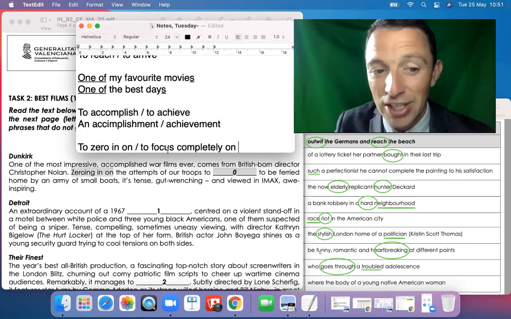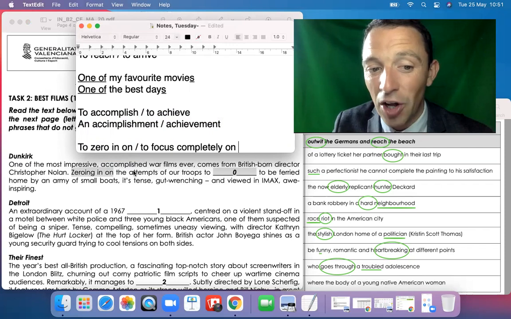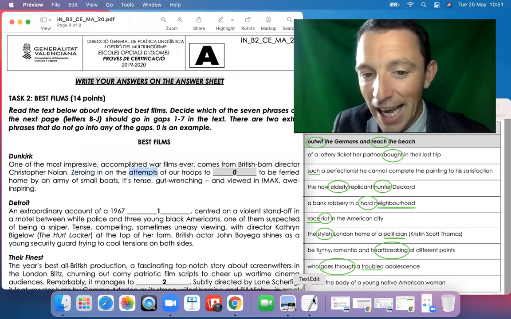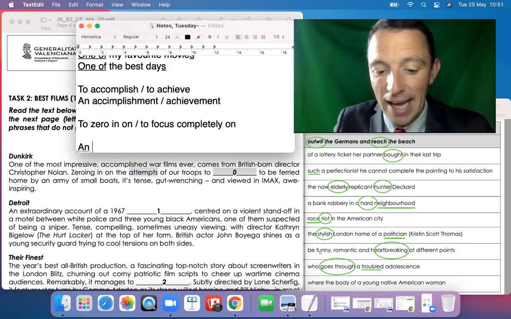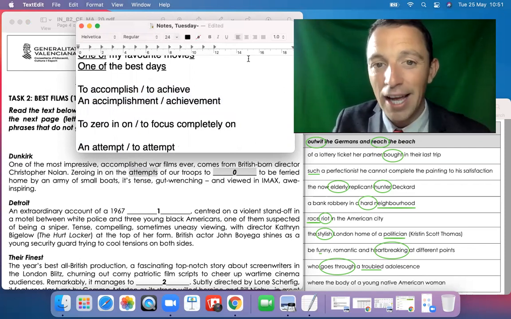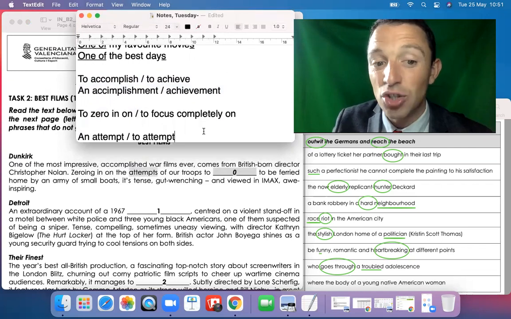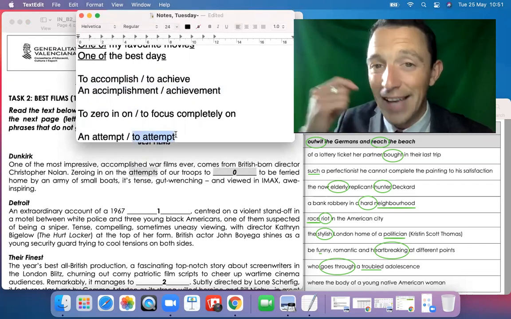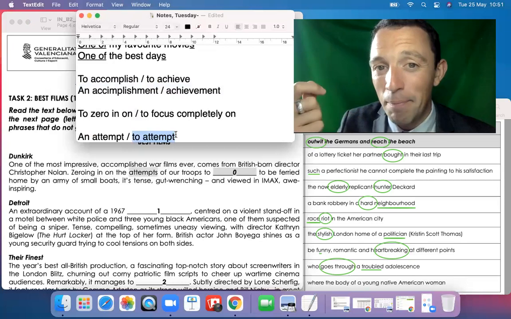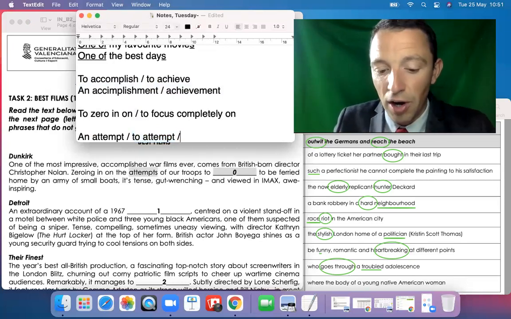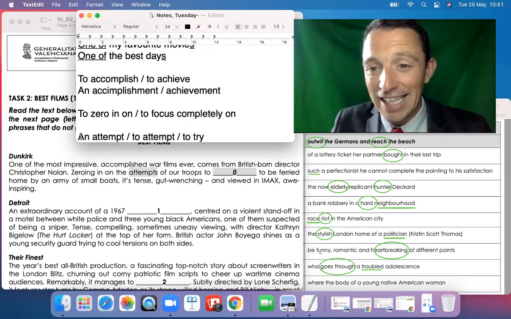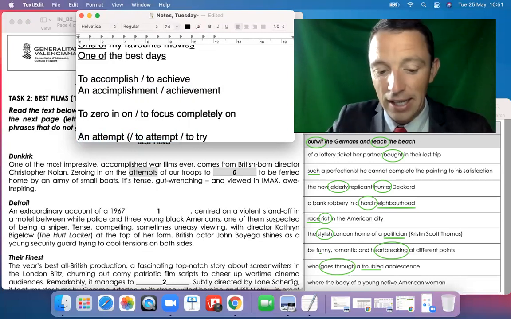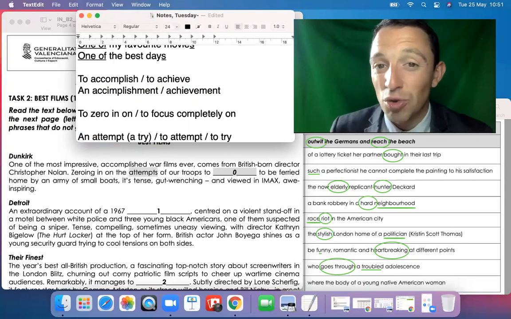And in this sentence, zeroing in on the attempts. And again, this is very, very important because an attempt is the noun and the verb is to attempt. And the significance really is to try. Okay, so if you attempt to contact your friend, you attempt to do the exercise, the significance is you try to do the exercise. And an attempt has the significance of a try. Okay, so it's really, really important.